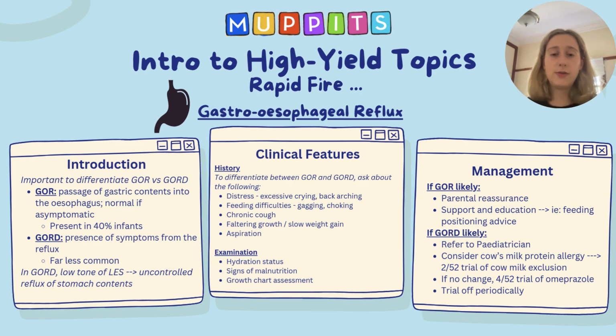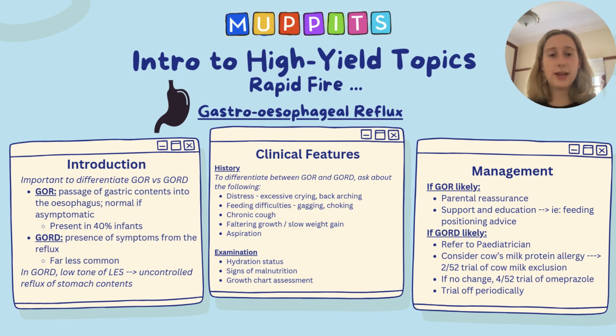So in GORD, you've often got a low tone of the lower esophageal sphincter, and so then you have uncontrolled reflux of the stomach contents. And often these children will have associated conditions like a neuromuscular condition, for example.